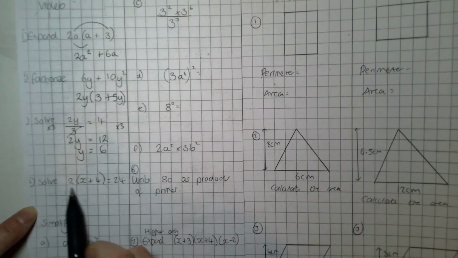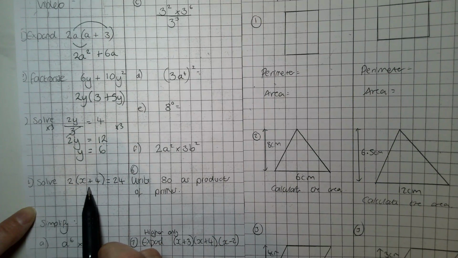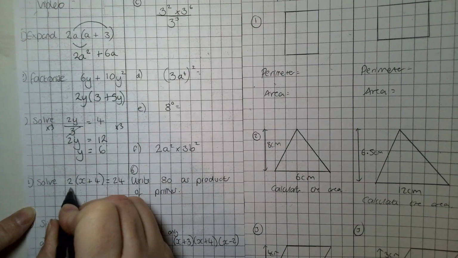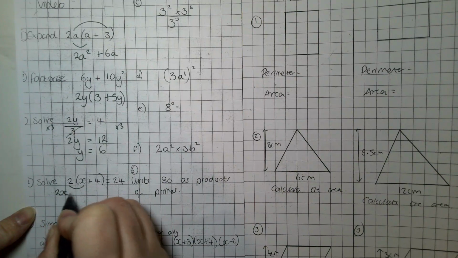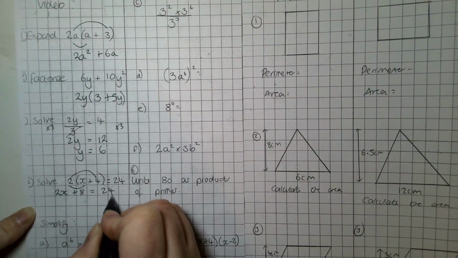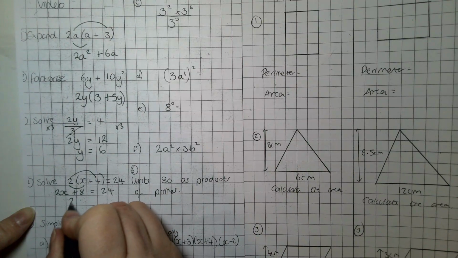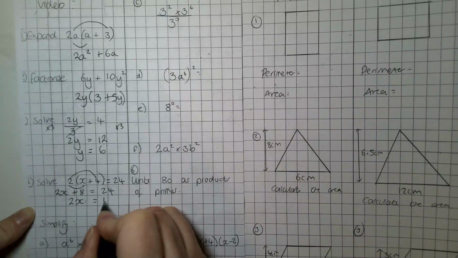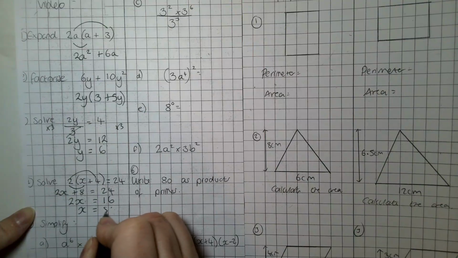Solving with a bracket, there are two ways you can do this. You could divide 24 by 2 and then you just have the bracket left. However, it's probably going to be easier for us to expand the brackets because that will always work for every case. So 2 times x is 2x. 2 times 4, which is 8, equal that to 24. Now we need to remove 8 from both sides. So 2x equals 16, and then 16 divided by 2, so 1x equals 8.